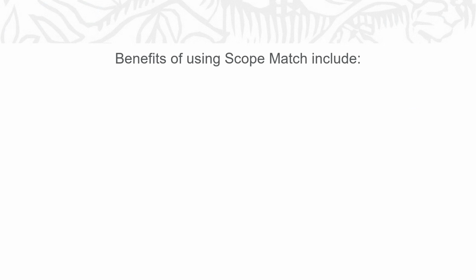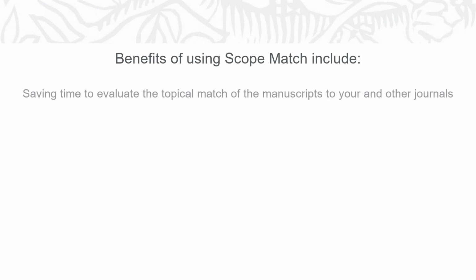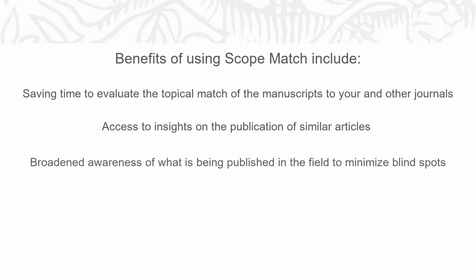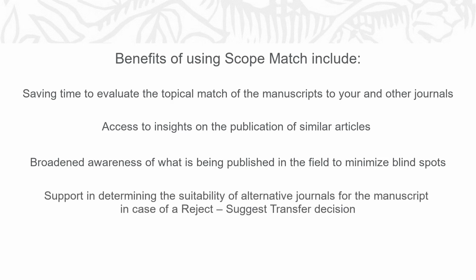Benefits of using Scope Match include saving time to evaluate the topical match of the manuscripts to your and other journals, access to insights on the publication of similar articles, broadened awareness of what is being published in the field to minimize blind spots, and support in determining the suitability of alternative journals for the manuscript in case of a reject, suggest transfer decision. This is how to use the Scope Match feature in Editorial Manager.